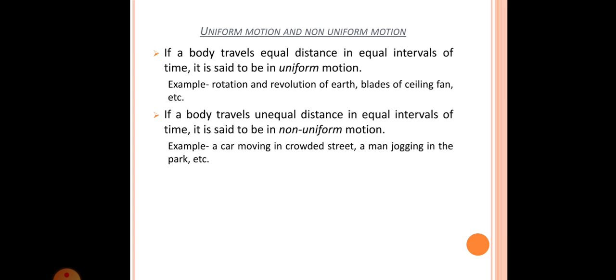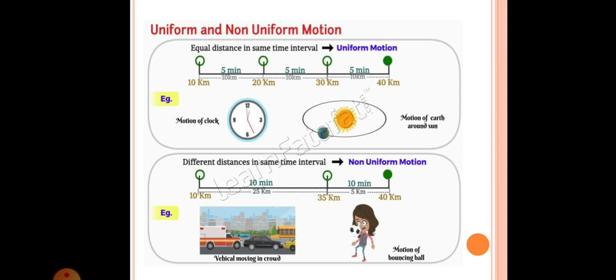Now if a body travels unequal distance in equal intervals of time, it is said to be in non-uniform motion. For example, a car moving in a crowded street and a man jogging in the park. These are examples of non-uniform motion. Now let us try to understand more about uniform and non-uniform motion with the help of this diagram.